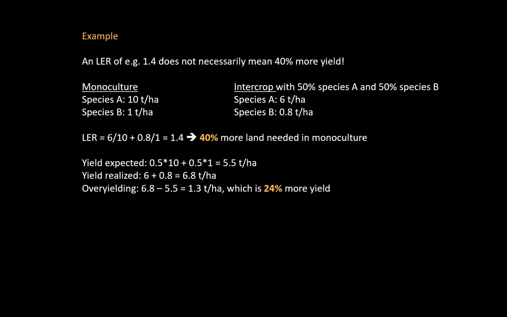So those are two different things. The LER indicates how much more land you need in monoculture to get the same yields as an intercrop. And that is something else than the amount, or the fraction, of extra yield that you get.